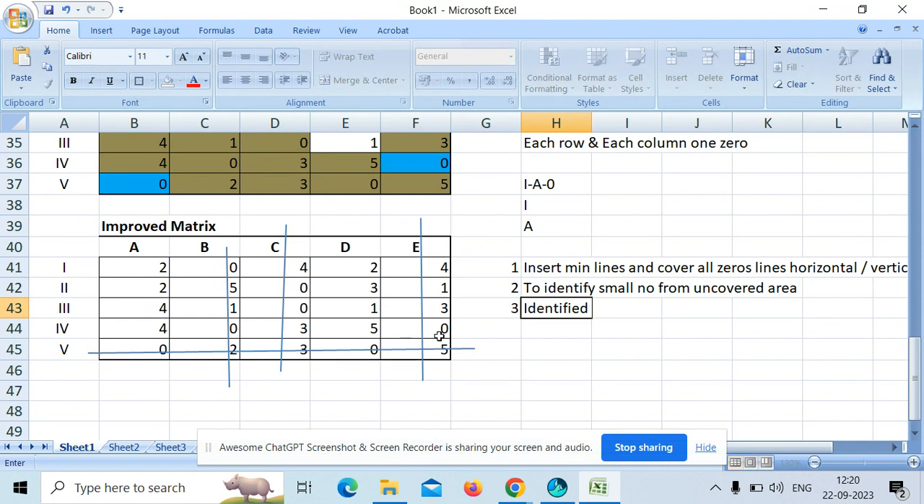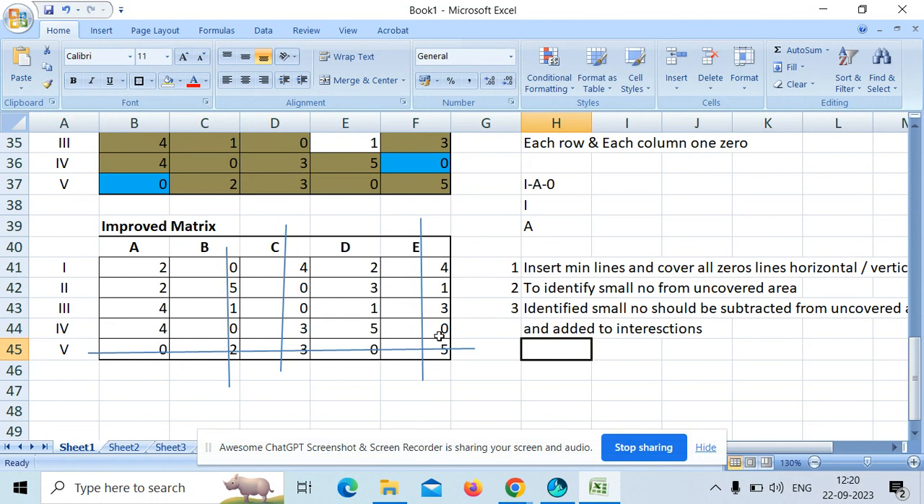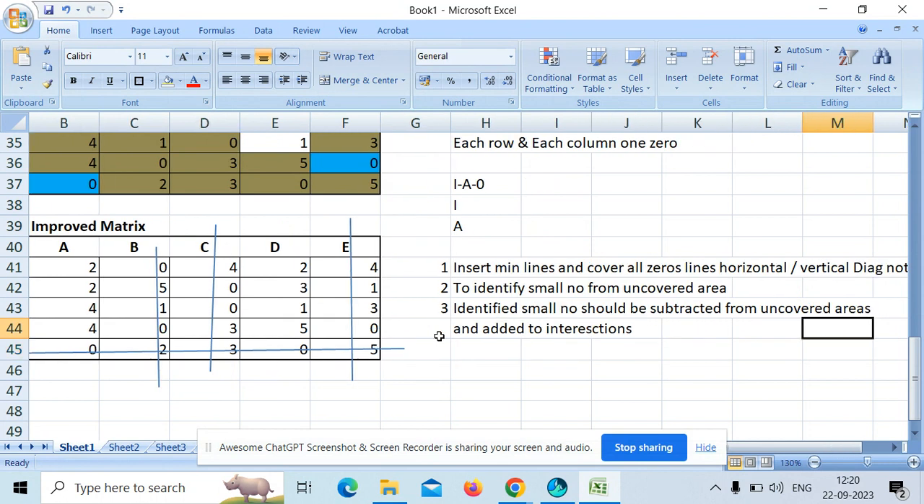The identified smallest number should be subtracted from uncovered areas and added to intersections. Okay, till here. The identified smallest number should be subtracted from uncovered areas and added to intersections.